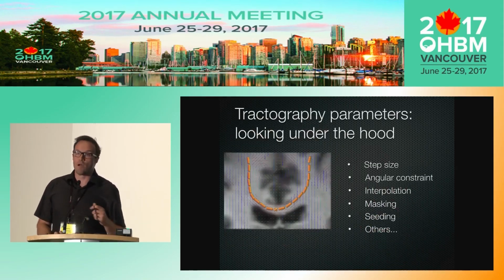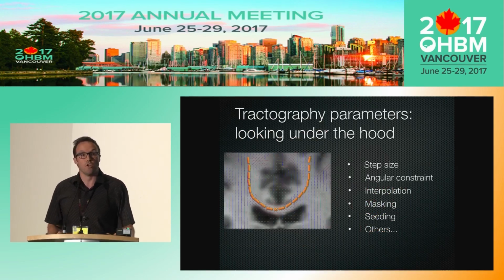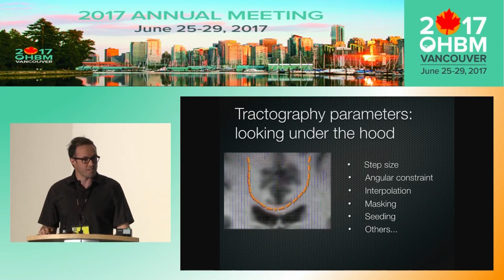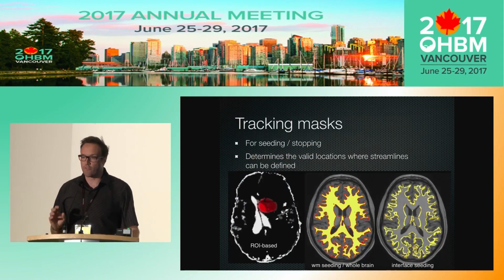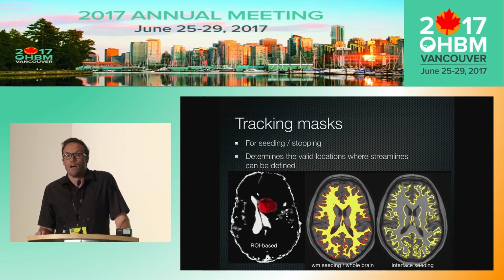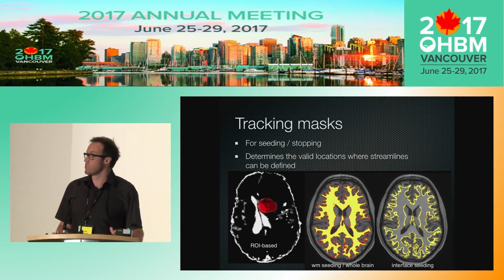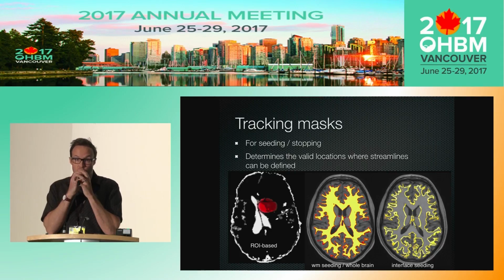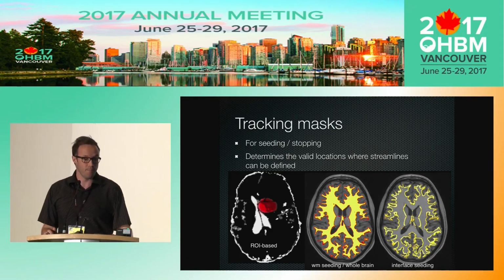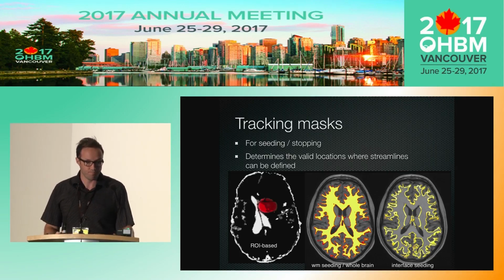So many different parameters are hidden from the user if you launch tractography, such as step size, angular constraints, interpolation, masking, and seeding. I'm going to mostly spend time on masking and seeding and try to give you intuitions for the other parameters. So the first critical thing for tractography is seeding and masking. And there are different strategies. You can have a region of interest strategy, where you could imagine seeding tractography from a region of interest and going everywhere else. You can have a whole white matter seeding strategy, so that's the picture in the middle.